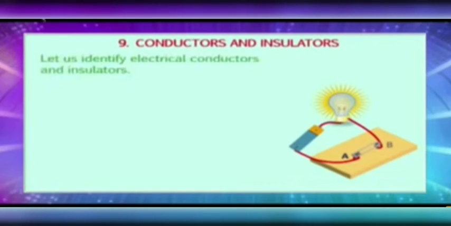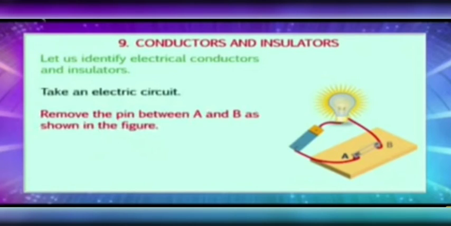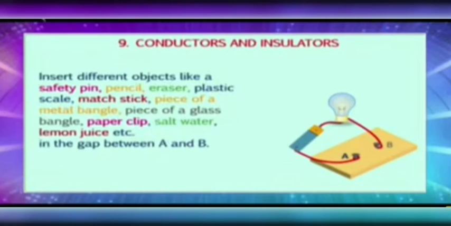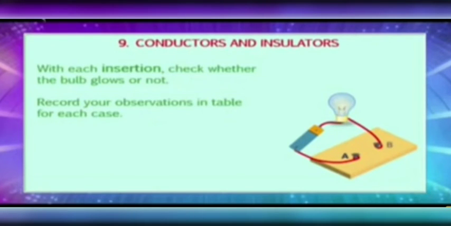Let us identify electrical conductors and insulators. Take an electric circuit. Remove the pin between A and B as shown in the figure. Insert different objects like a safety pin, pencil, eraser, plastic scale, matchstick, piece of a metal bangle, piece of a glass bangle, paper clip, salt water, lemon juice, etc. in the gap between A and B. With each insertion, check whether the bulb glows or not.